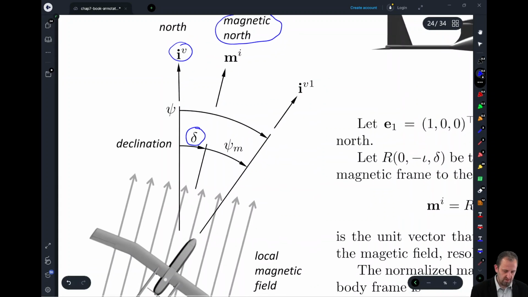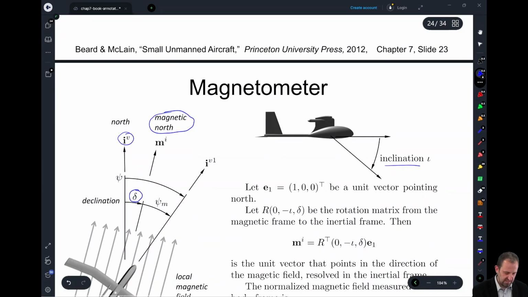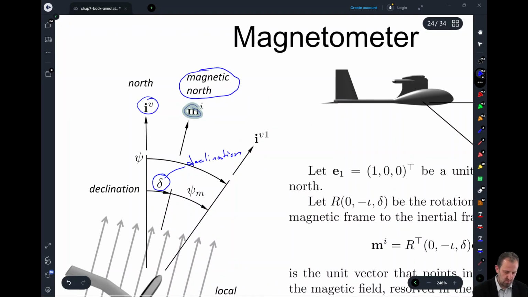Now if we were to look from the side, we'll get our inclination. Our vector is not going to be pointing in the north-east plane. It might point into the earth or up out of the earth, and that's known as the inclination. So we have the declination by this delta, and we have our inclination. So we can define the magnetic north from our inertial frame or from our vehicle frame, using both the declination and our inclination.